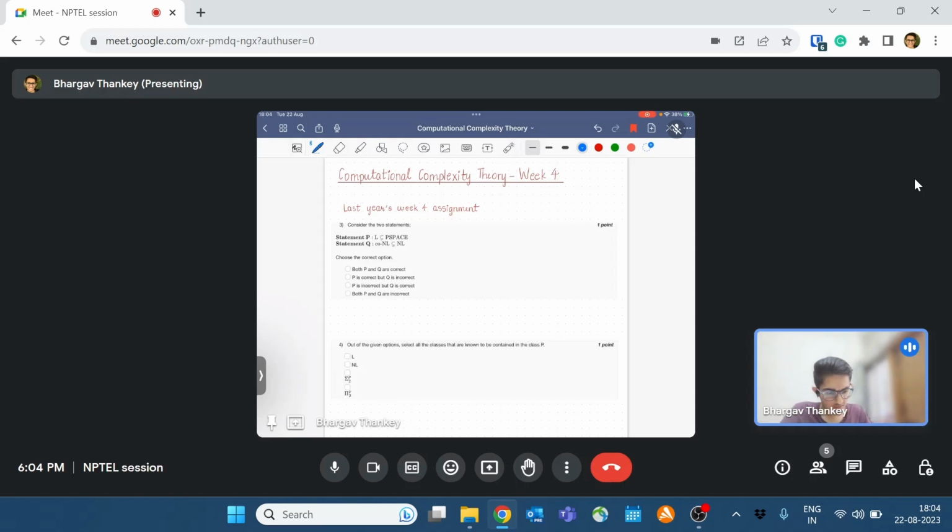So the first problem is: consider the following two statements. Statement P is that L is strictly contained in P space, and statement Q is that co-NL is strictly contained in NL. So choose the correct option. Which of these are correct? Both P and Q are correct. P is correct, but Q is not. P is incorrect, but Q is correct. And both P and Q are incorrect. So which of these are correct?